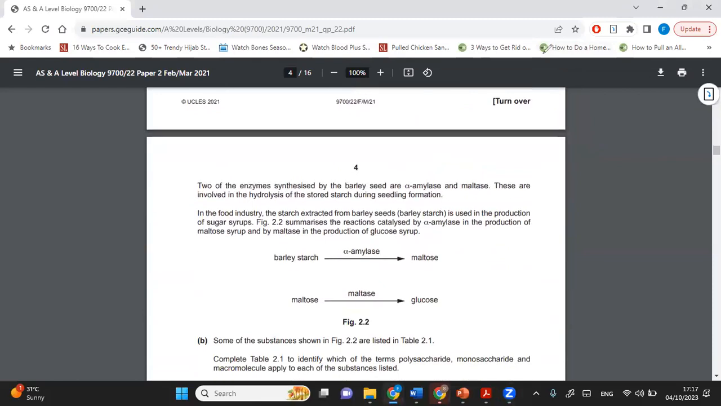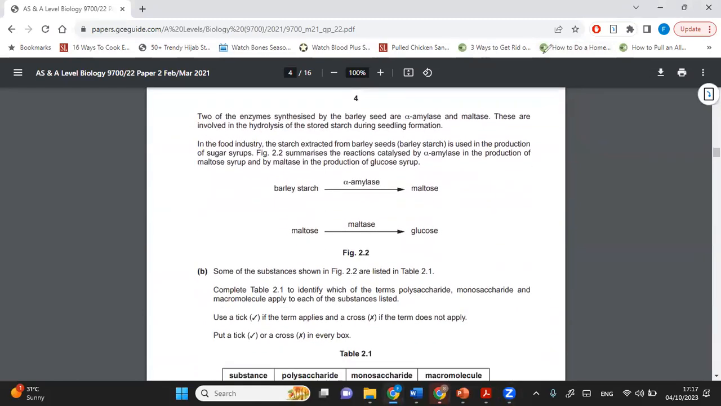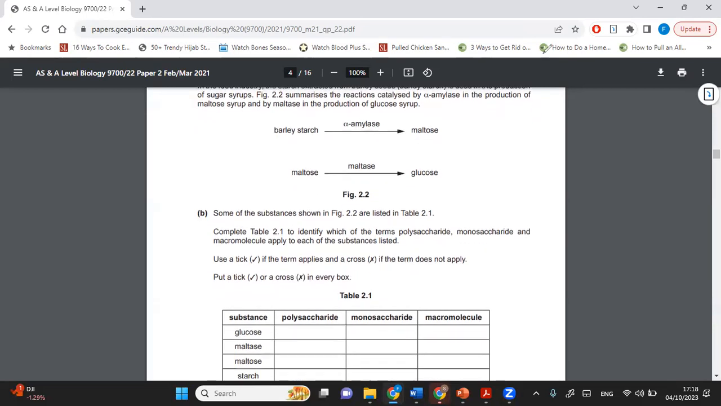Okay. Continuing on, they're saying two of the enzymes synthesized by the barley seed are alpha amylase and maltase. These are involved in the hydrolysis of the stored starch during seedling formation. So we are dealing with two enzymes, alpha amylase and maltase. And they're going to help in hydrolysis, which is breakdown of the starch in the seed. In the food industry, the starch extracted from barley seeds is used in the production of sugar syrups. Figure 2.2 summarizes the reactions catalyzed by alpha amylase in the production of maltose syrup and by maltase in the production of glucose syrup.